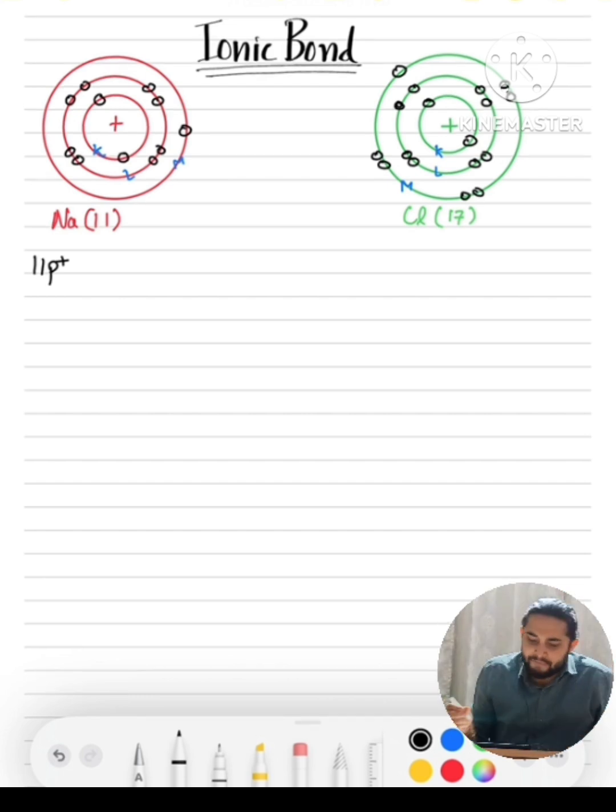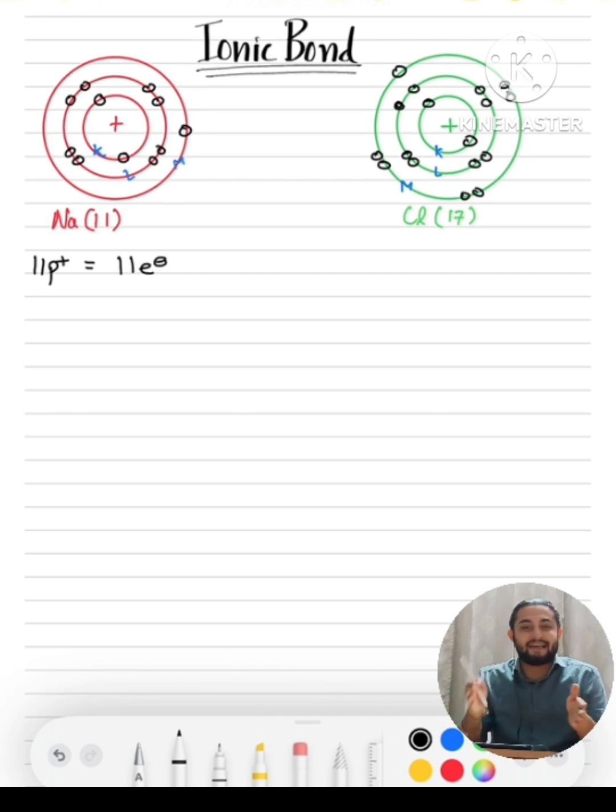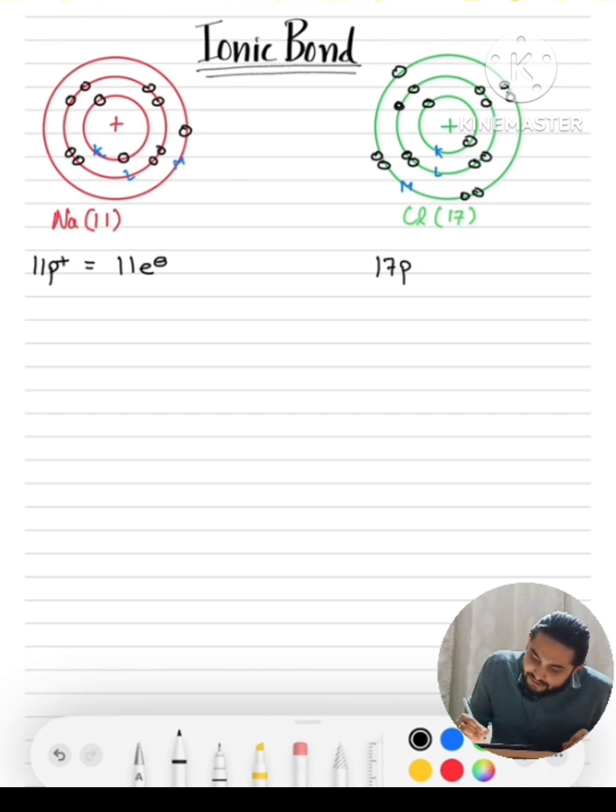We already know that. To balance these 11 positive, there is an equal amount of 11 negative. So they just cancel out each other, making the entire atom electrically neutral, right? Similarly, chlorine has 17 protons inside the nucleus, and in the orbits, there will be 17 electrons. Basically, an atom is electrically neutral.